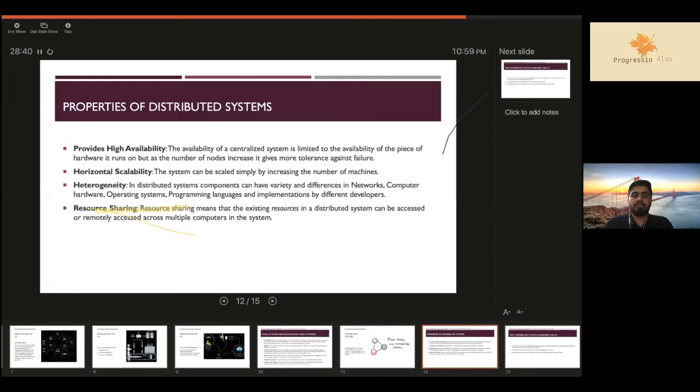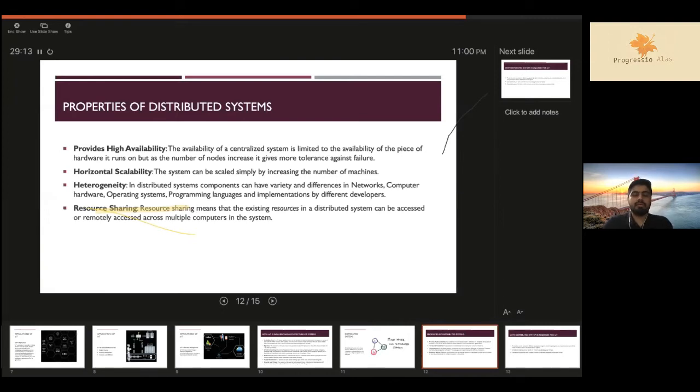But on the contrary, in a centralized system, everything is on one server, on one piece of hardware, and if that piece of hardware has any kind of failure, the entire system goes down. So introducing a high number of nodes introduces more tolerance to failure, and that's why your system becomes more available.